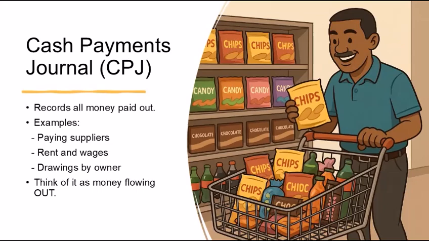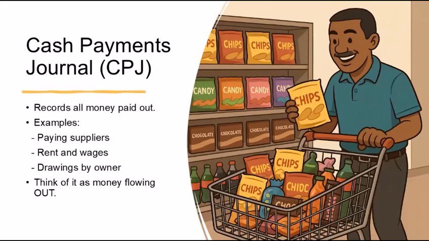Paying rent, if the school charges 300 Rand to use one of their buildings. That will go into our Cash Payments Journal. Paying wages, if someone is hired to help sell during lunch break. Their wages will also go into the Cash Payments Journal. Drawings. If the owner withdraws 200 Rand for personal use, that will also be a Cash Payments Journal entry.